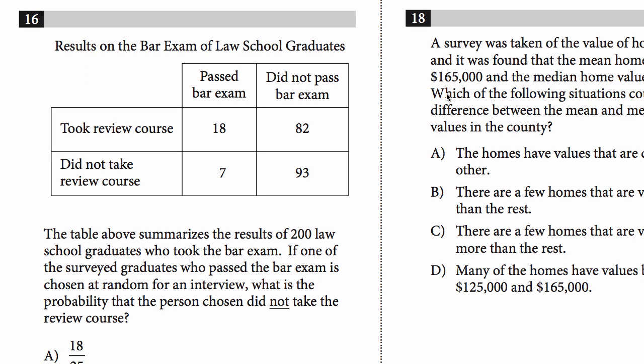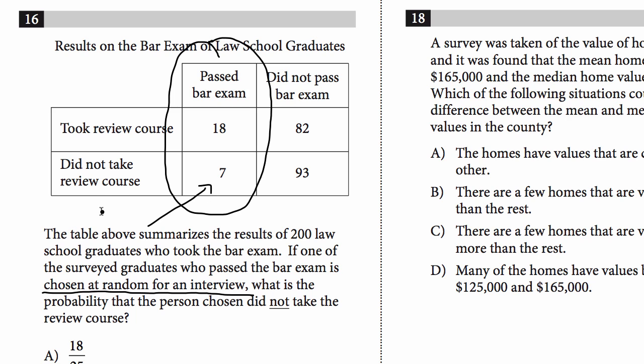All right, number 16. This one has a chart, results of the bar exam of law school graduates. And it says, the table above summarizes the results of 200 law school graduates who took the bar exam. If one of the surveyed graduates who passed the bar exam is chosen at random, so we're looking at people who passed the bar exam, so that's that column. If one of these people is chosen at random for an interview, what is the probability that the person chosen did not take the review course? Well, here's all the people, right? Did not take the review course, not take.